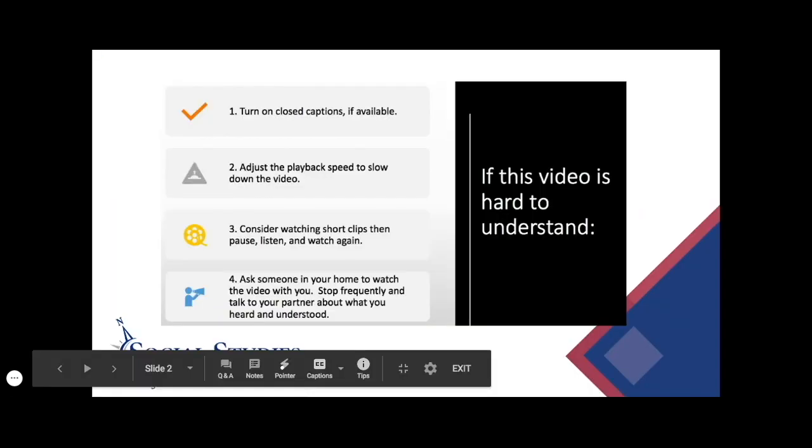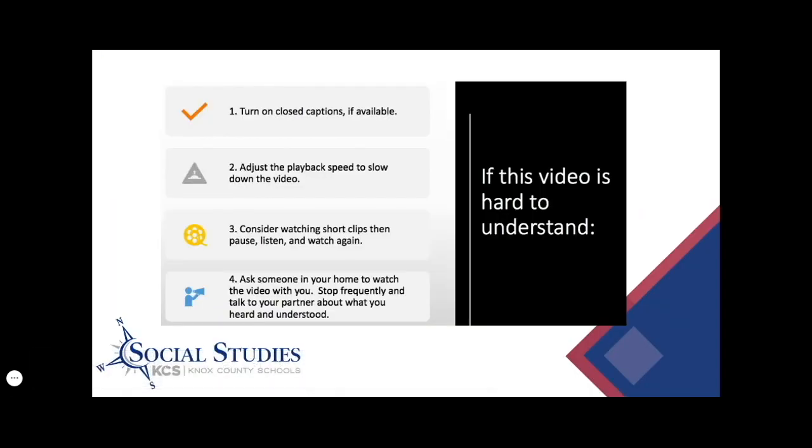If this video is hard to understand, you have some options. First, turn on closed captions if available. Adjust the playback speed to slow down the video. Consider watching short clips, then pause, listen, and watch again. Or ask someone in your home to watch the video with you. Stop frequently and talk to your partner about what you heard and understood.